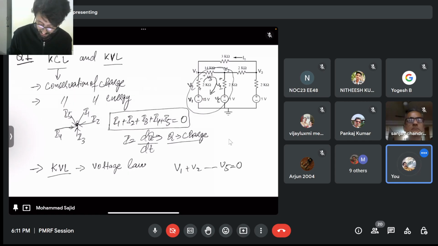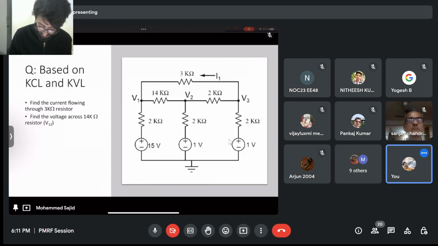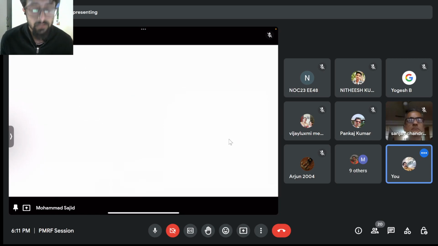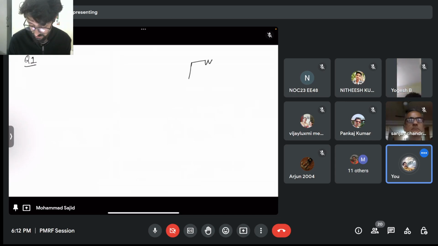In this circuit, okay, now you are able to see this circuit. I will draw this circuit. Okay, now the question, as a starting point, is you have this circuit.